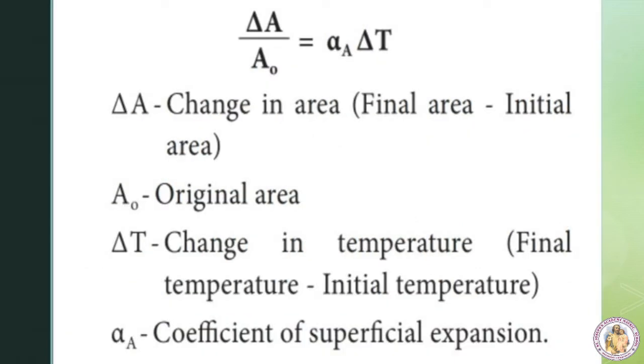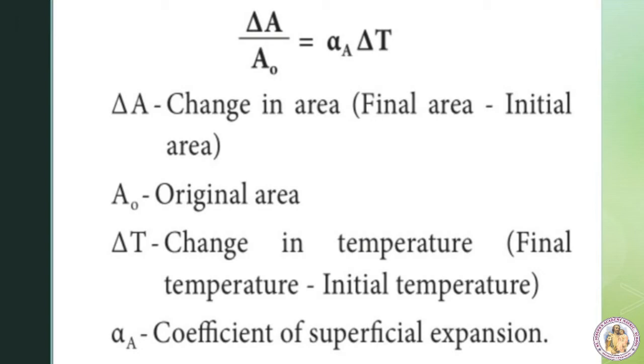So the formula for superficial expansion is del A by A naught is equal to alpha A into del T, the same as linear expansion. Del A is the change in area, final area minus initial area. A naught is the original area, del T is the change in temperature, final temperature minus initial temperature. If you know all this, we can find the coefficient of superficial expansion.